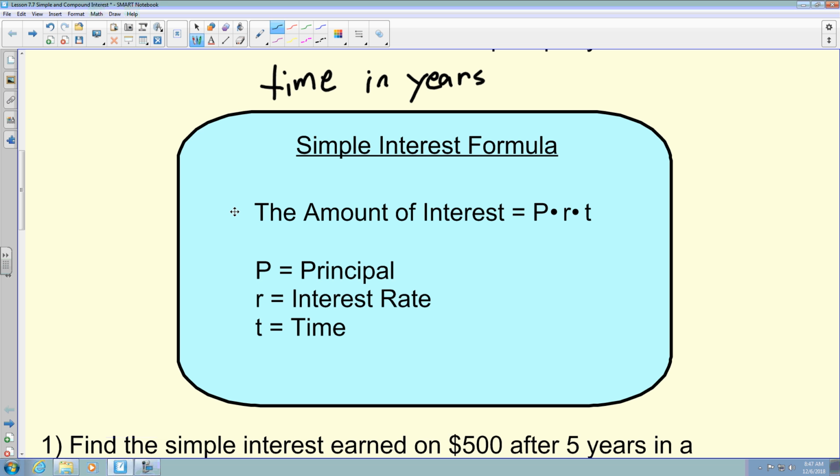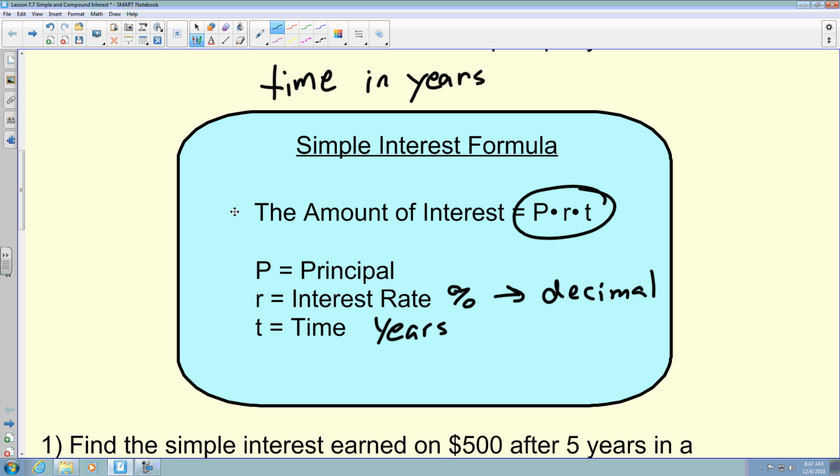All right. So simple interest is a formula where it can be calculated by multiplying P times R times T. And P stands for the principal, your original investment. The interest rate is always going to be a percent, which remember that you have to convert to a decimal in order to solve it. And the time, again, is calculated in years.